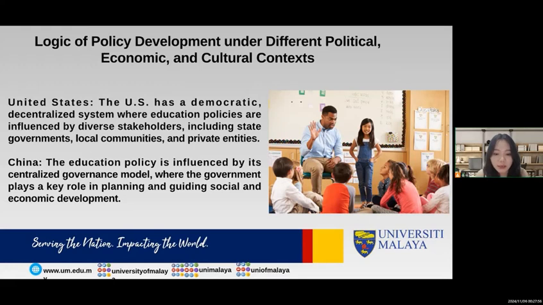The emphasis on accountability and flexibility reflects the broader cultural value of individual responsibility, while China's education policy is influenced by its centralized government model, where the government plays a key role in planning and guiding social and economic development. Education is seen as a means of social coherence, national development, and cultural continuity. Policies are shaped to meet strategic goals like reducing inequalities and fostering a skilled workforce aligned with national priorities. Cultural values that emphasize collective responsibility, respect for authority, and national unity underlie the educational policy framework.